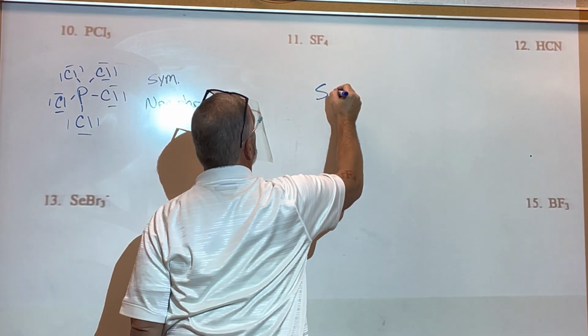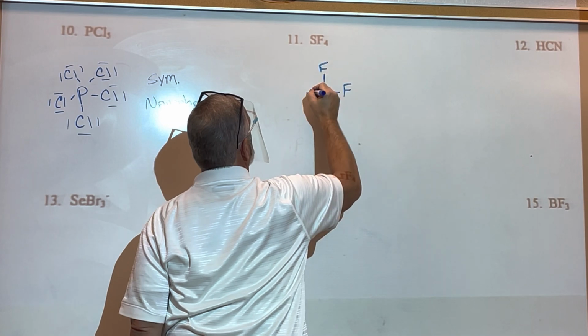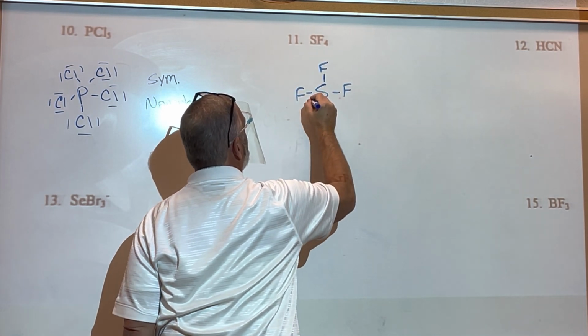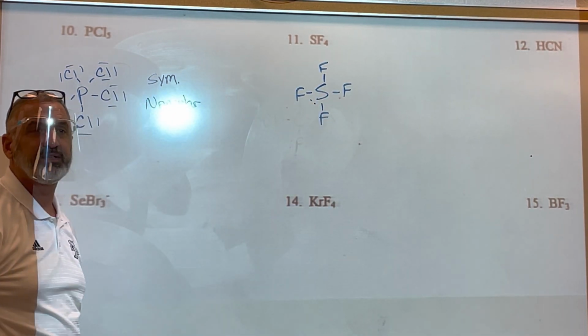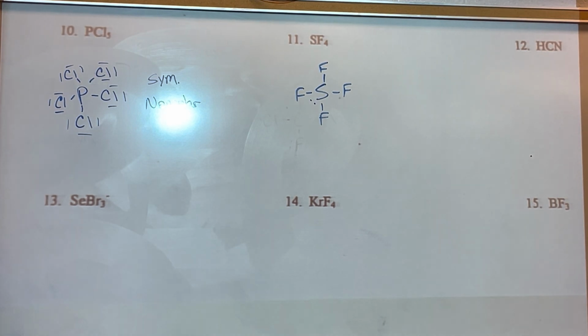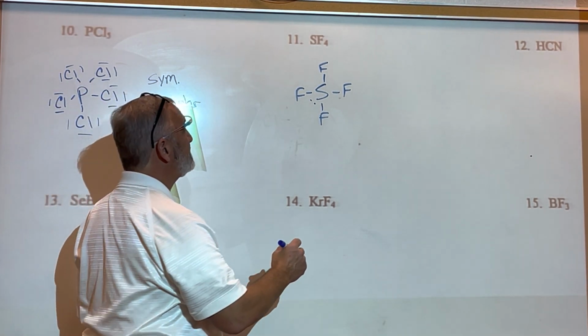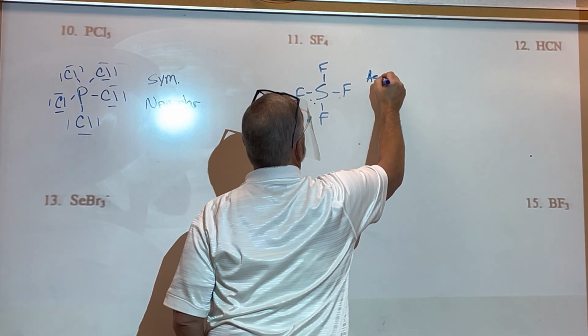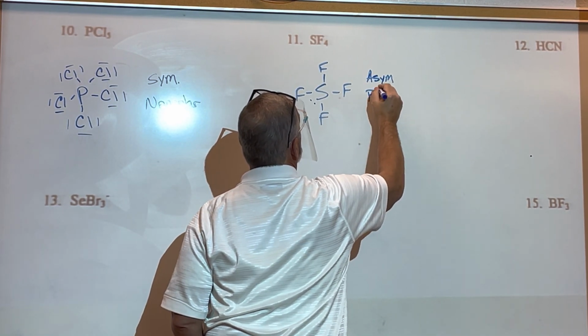SF4. But we got a lone pair right there. So that's going to be AX4E. Anybody know off the top of your head what AX4E is? Yeah, that's right. Distorted tetrahedron or seesaw shaped. So it's kind of out of whack. So it's asymmetrical. It's got lone pair in it. That's going to make it polar.